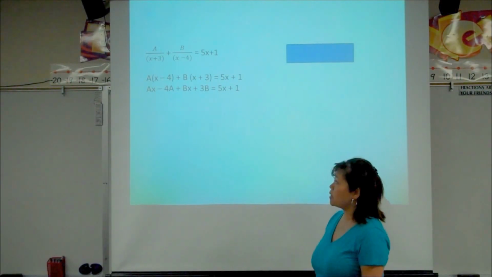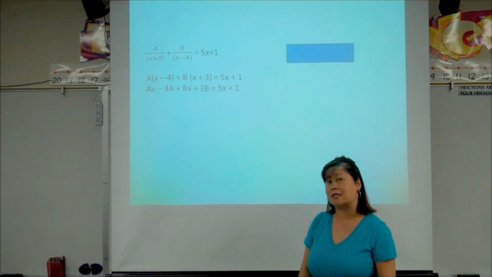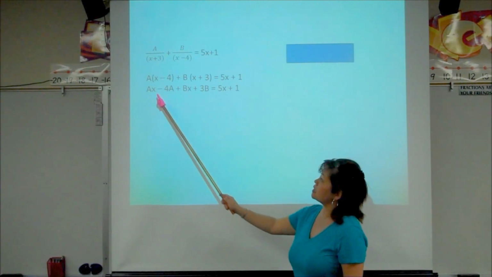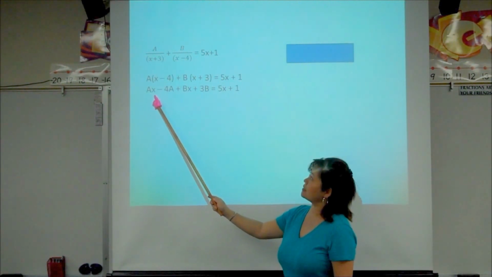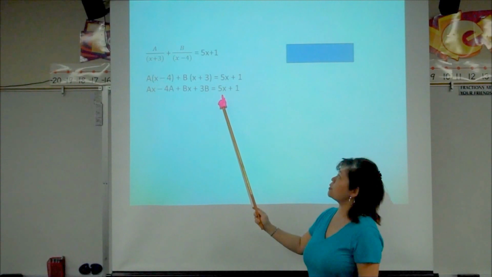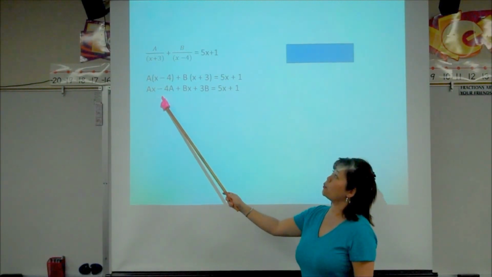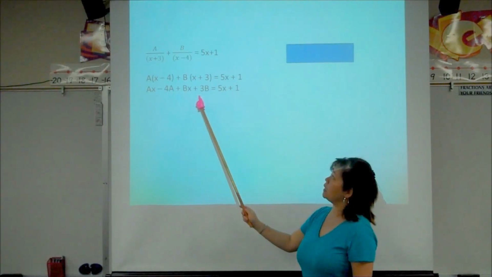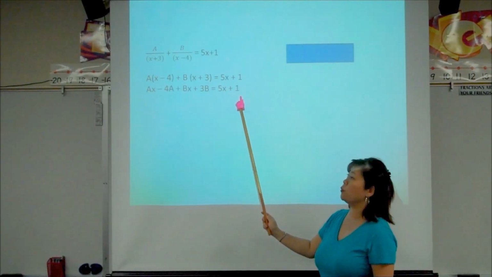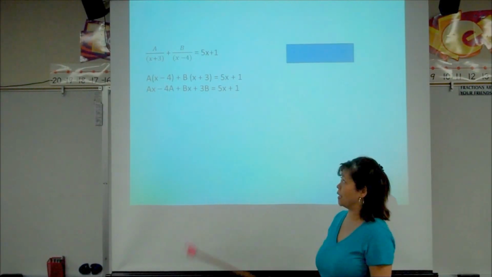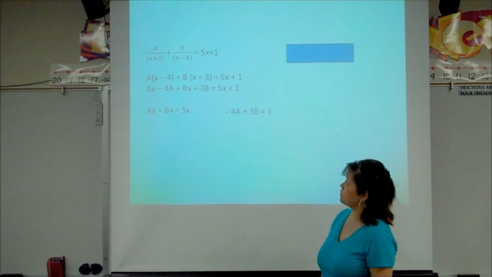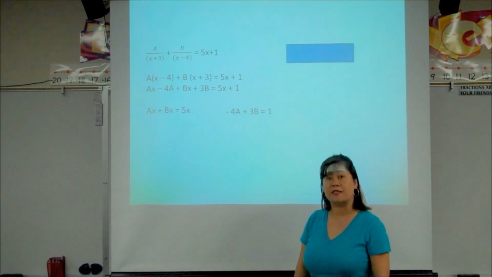Now, the next part is we're going to separate all the x's and all the numbers. So all the x's, meaning that ax right there has an x, bx has an x, and also 5x has an x right there. So we're going to keep it in one part, and the remaining, which is negative 4a plus 3b plus 1, we're going to go ahead and put it on the other side. So it looks something like this now, okay, where we're going to separate it.